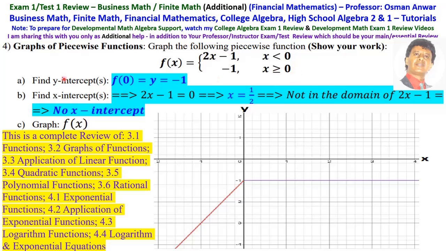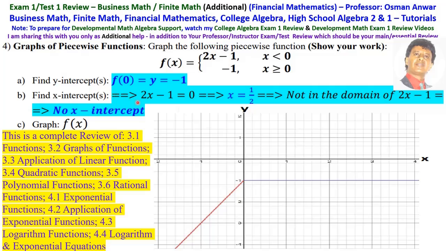So first find the y-intercept. The y-intercept is simply f(0), which is equal to y. So when you substitute 0 here, it is minus 1. In the second one, y is always minus 1. So the y-intercept is minus 1.